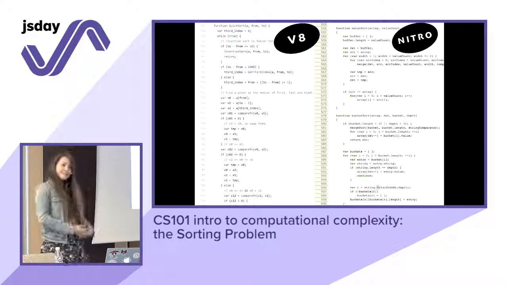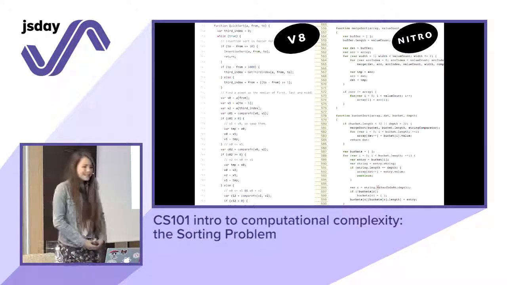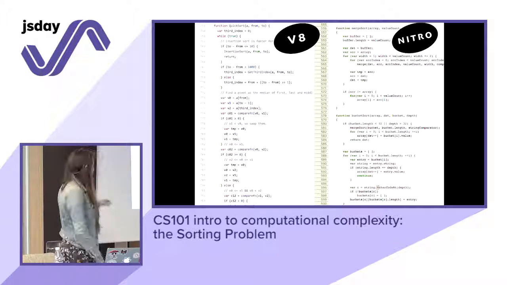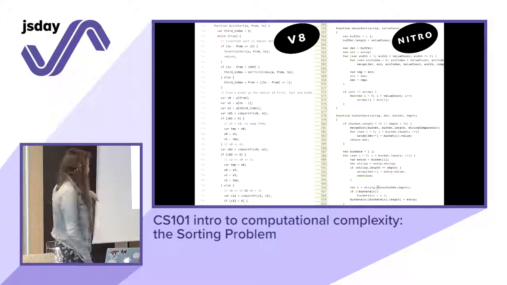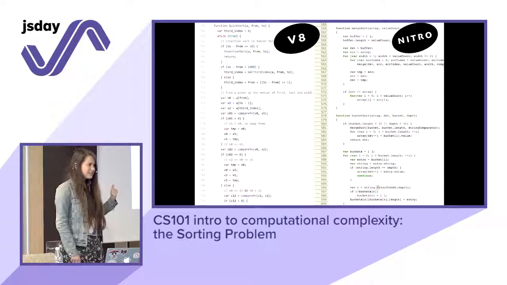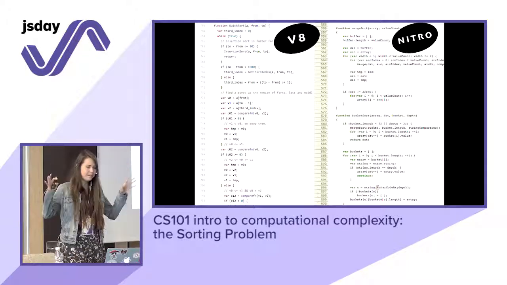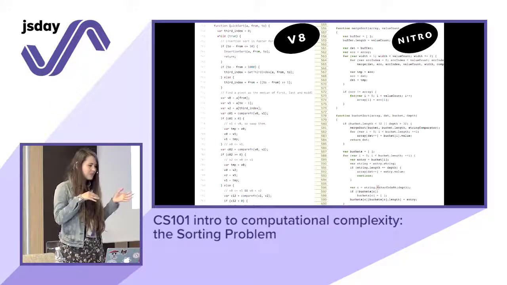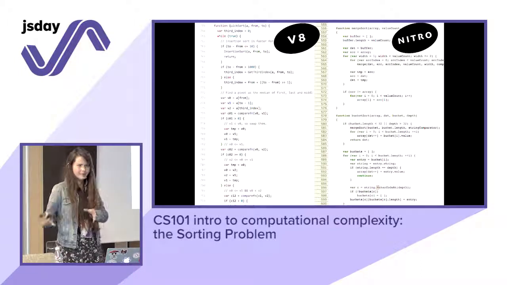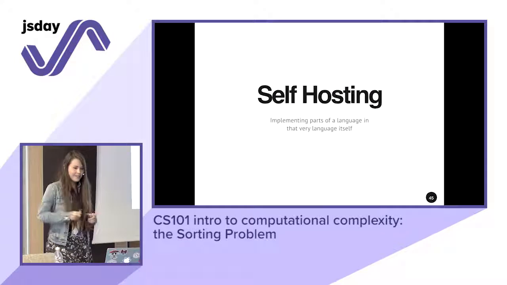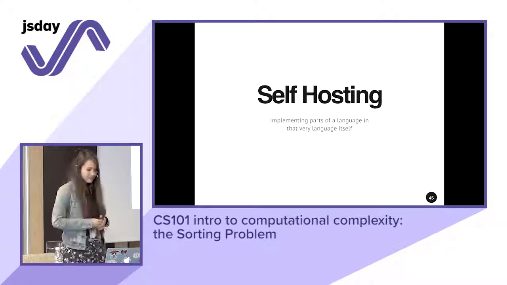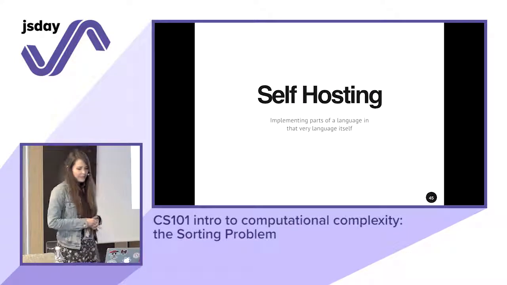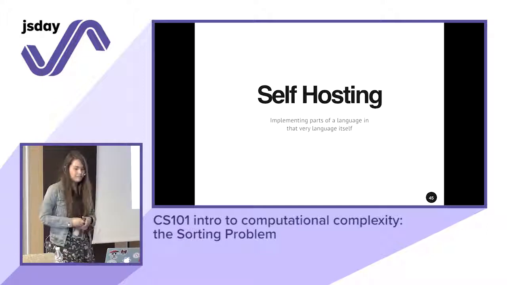Now, if you were not sleeping during the talk, you might have noticed that V8 and Nitro, the implementations of these algorithms are actually in JavaScript itself. So this is some kind of JavaScript inception, because the JavaScript engine is written in JavaScript itself. It's so weird, but there is actually a computer term for that, called self-hosting, which is implementing parts of a language in that very language itself.